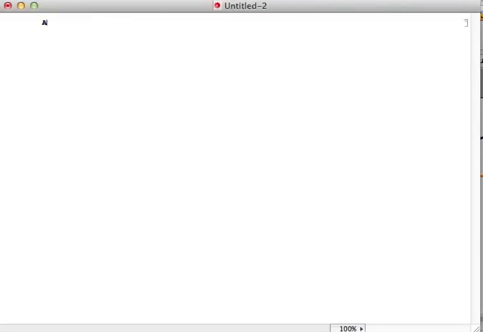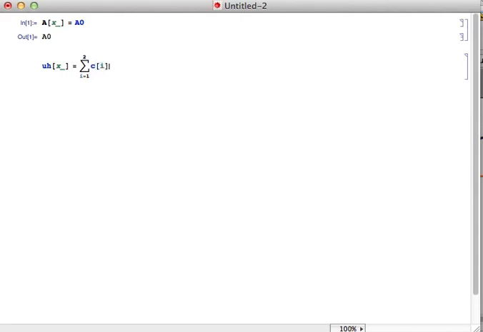Alright, so this time the first thing I need to do is define the function a of x. And then we're going to define our approximate solution equal to, and I'm going to go ahead and use Mathematica's ability to generate a sum for me. I want this to be actually 0. Okay.